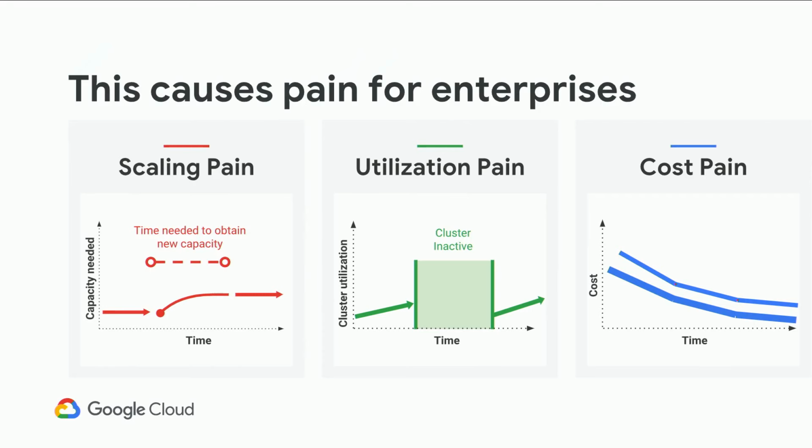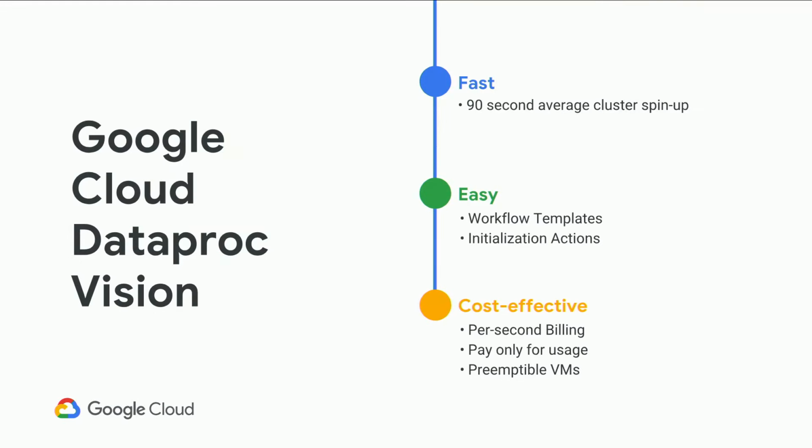As we think about these big pain points when running especially traditional Hadoop and Spark clusters, Google Cloud Dataproc's vision is very much focused on fast. When we say fast, we're talking about spinning up clusters in an average of 90 seconds. And I'm not talking about 3 or 4 nodes, I'm talking about clusters with hundreds of nodes. We're thinking about easy, whether that's using things like workflow templates and initialization actions, which we're going to talk about later on in the webinar. Our goal is that it's not just that your cluster is up, it's that your cluster is useful in a fast way. But then most importantly, cost effective.